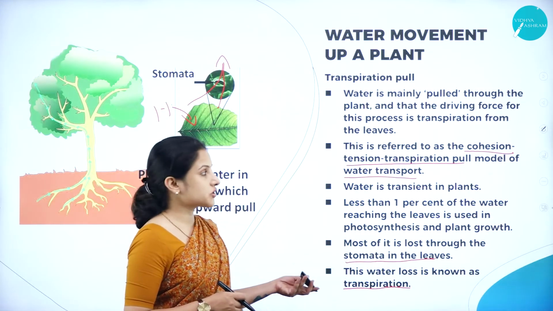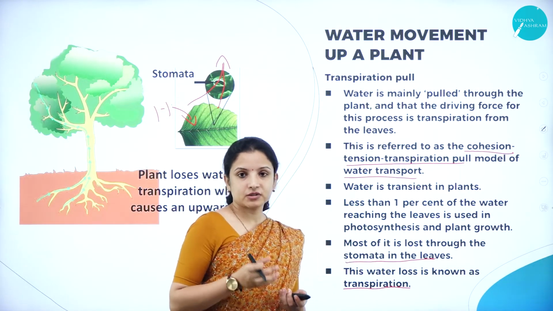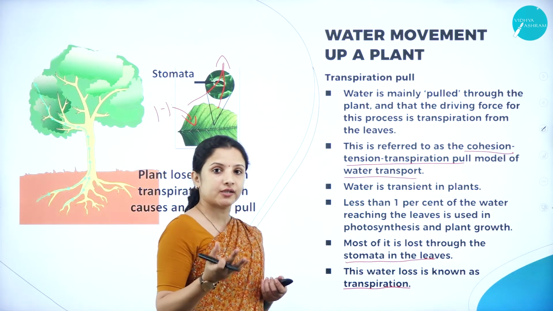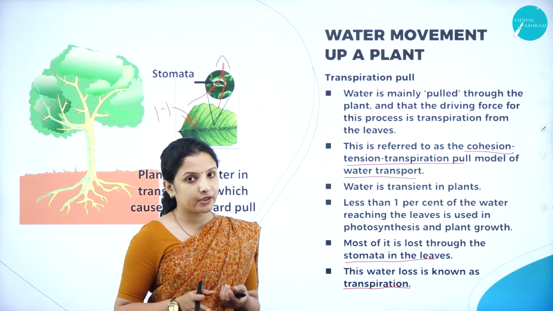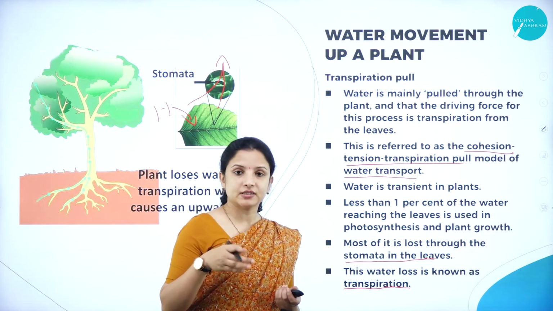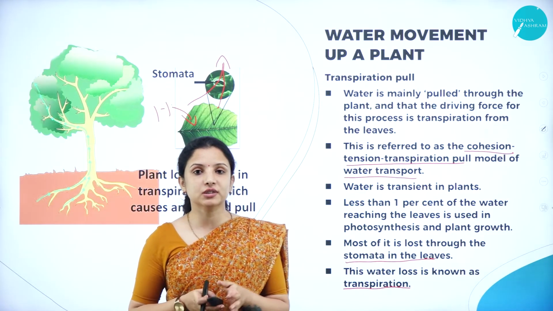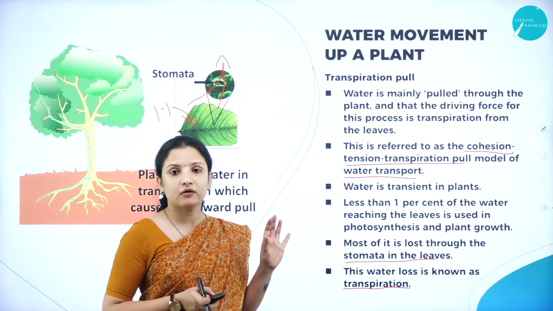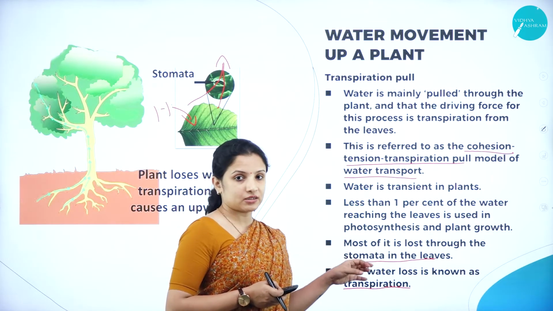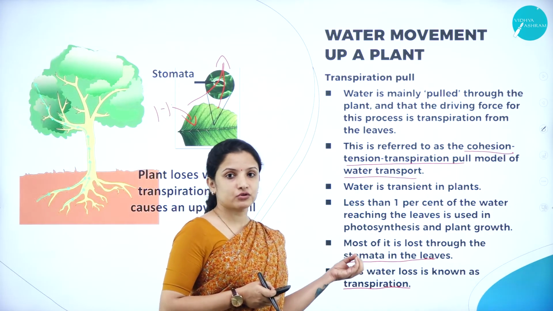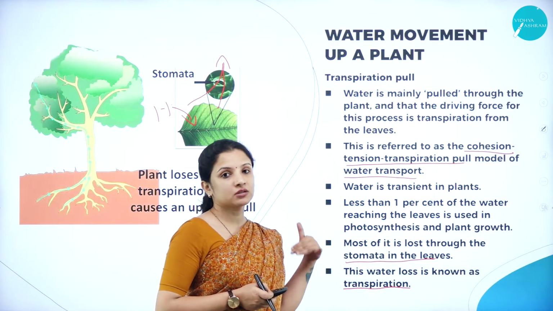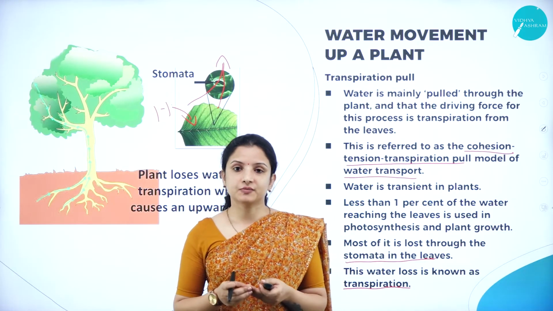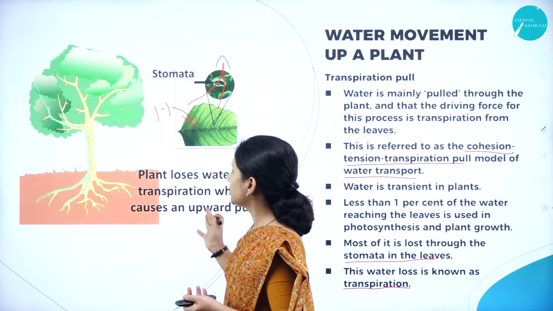But in the case of transpiration, what happens? Here only 1% of the water that is reaching the leaves by the process of transpiration pull will be utilized by the leaf, especially for the photosynthesis process, because in photosynthesis we know that carbon dioxide and also water and also light energy are the raw materials being used. So that 1% will be used during photosynthesis, and the remaining will just be lost through the stomata in the form of vapors. So that is nothing but transpiration. So in transpiration, actually the water gets lost.